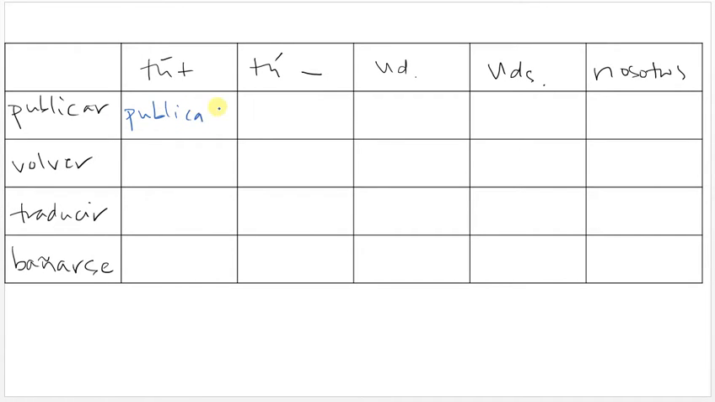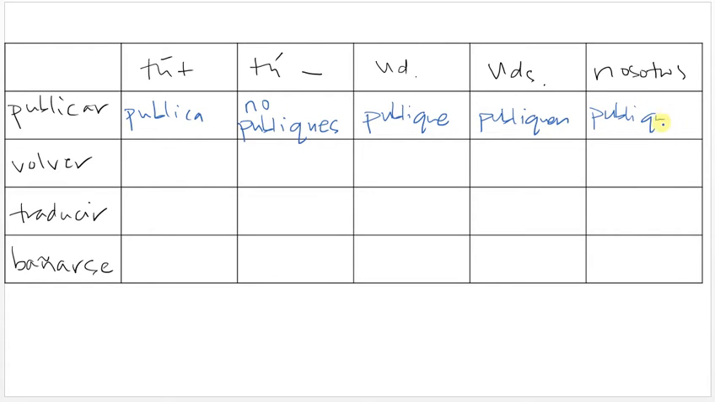So, publica. For the negative tú, you have to go to the yo, drop the o, add the opposite ending. This is a car, gar, zar, so I do have to change it to q-u-e, and I add an s because it's the tú. For usted, go to the yo, drop the o, add the opposite ending, publique, and if it's negative, no publique. For ustedes, just make it plural, publiquen or no publiquen. For nosotros, publiquemos or no publiquemos.